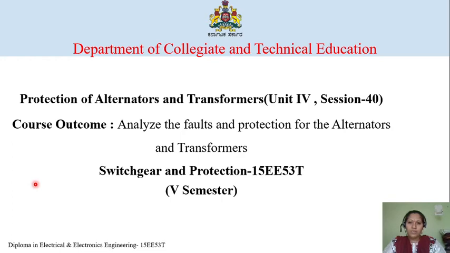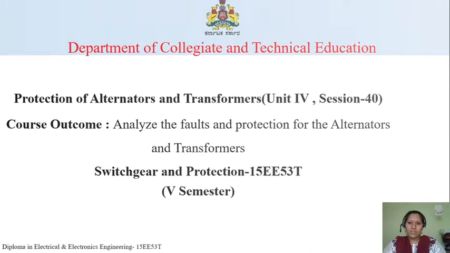Now we are going to discuss session number 40 of unit 4, that is the protection of alternators and transformers. The course outcome of this unit is to analyze the faults and protection for the alternators and the transformers. The subject code for this switchgear and protection is 15EE53T.